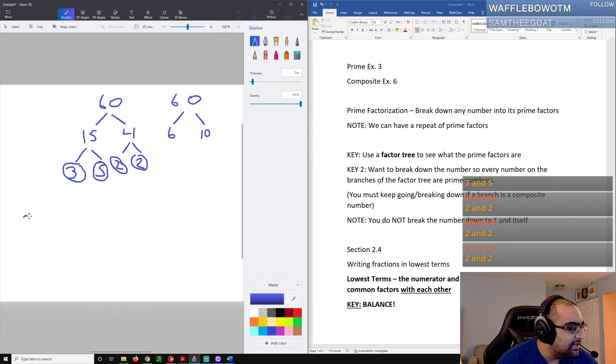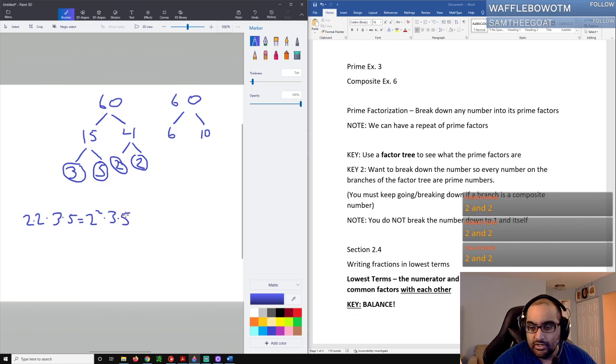So here we have, I'm going to put this in numerical order, 2 times 2 times 3 times 5. Or again, another way to express this is 2 squared times 3 times 5. So this would be the prime factorization of 60, again using 15 and 4.